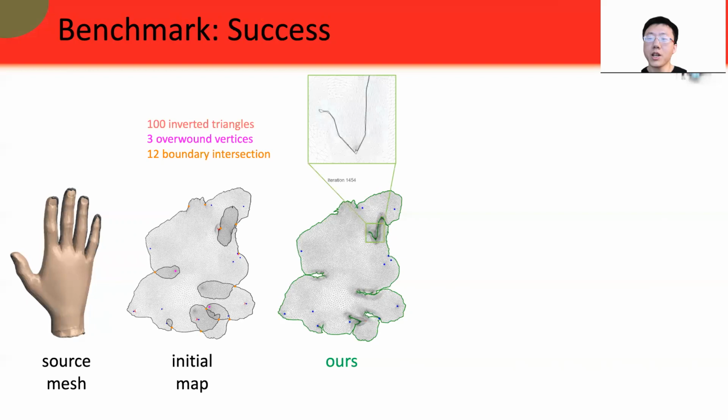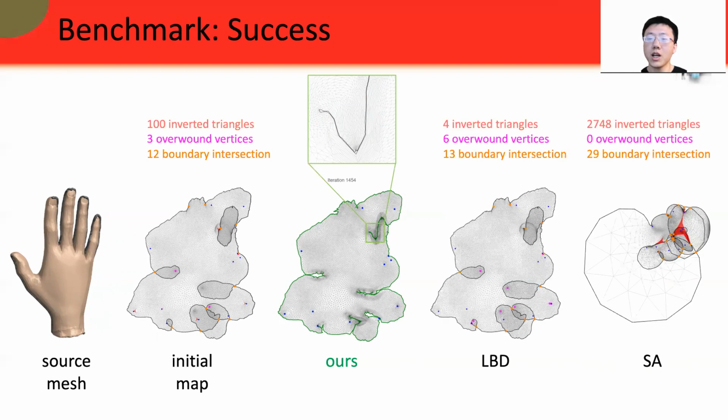We zoom in on the region where the boundaries get very close to each other, but they do not touch. Neither LBD nor SA was able to remove all the inverted triangles, even though they are designed to do so. In addition, overwound vertices and boundary intersections remain in the map.